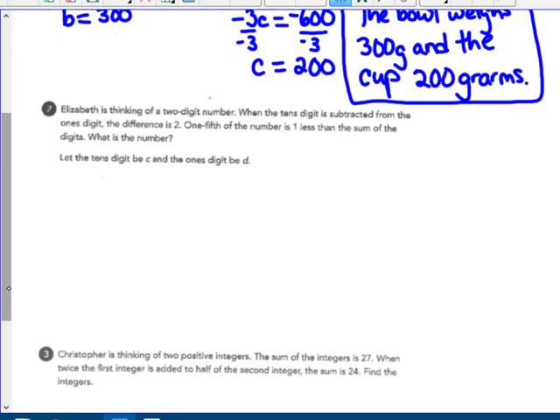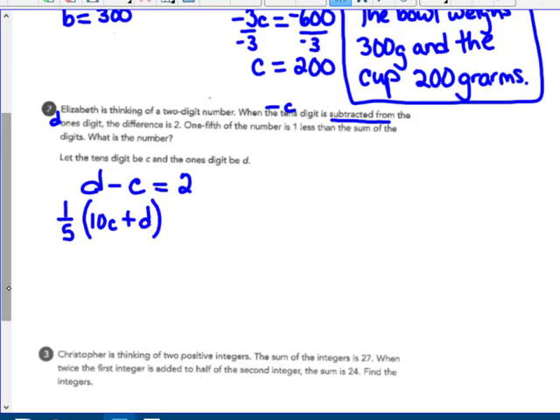Let the tens digit be C. Why C? And the ones digit be D. Okay. So D minus C, the answer is 2. Okay, well that's that one. 1/5 of the number. Well, the number has a tens digit, which means it has 10 times that digit for the tens value, 10C, plus 1 times the ones place, which is just a D. So you have to multiply the C, the digit, times 10 in order to get it to be in a tens place value.